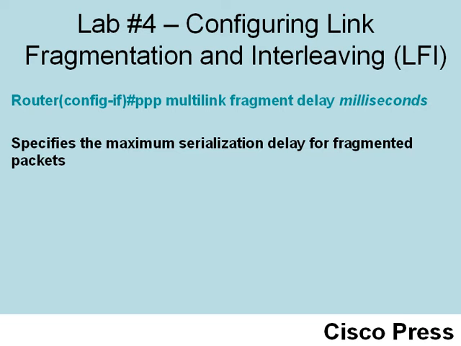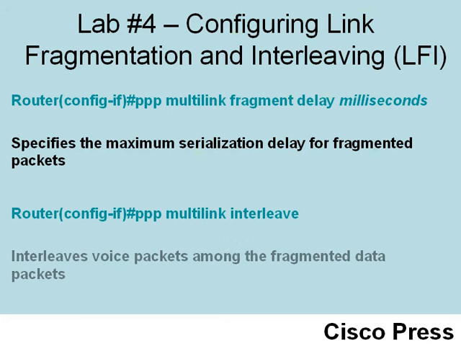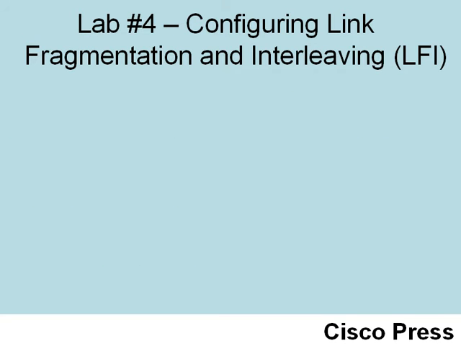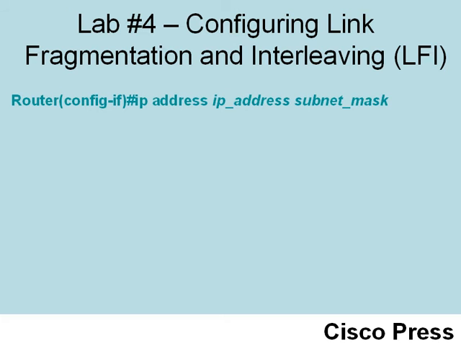At this point, our data frame will be fragmented, but we now need to instruct the router to shuffle in the little tiny voice frames in amongst the now fragmented data frames. We do that with the command ppp multilink interleave. And it is this logical multilink interface that the router is going to be using to send and receive traffic on. Therefore, it needs an IP address.